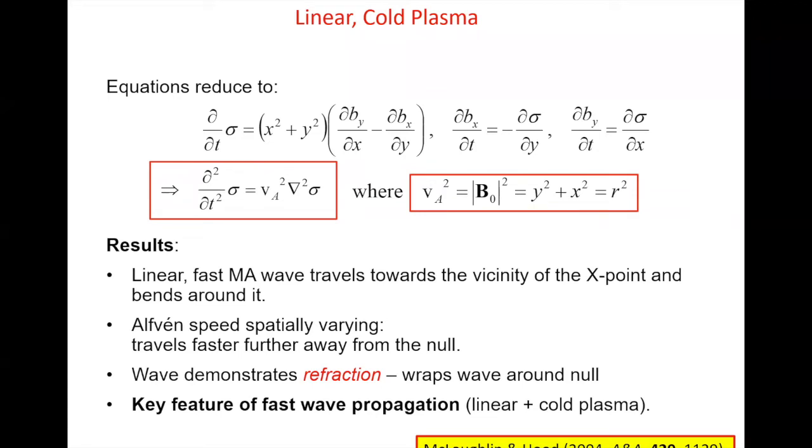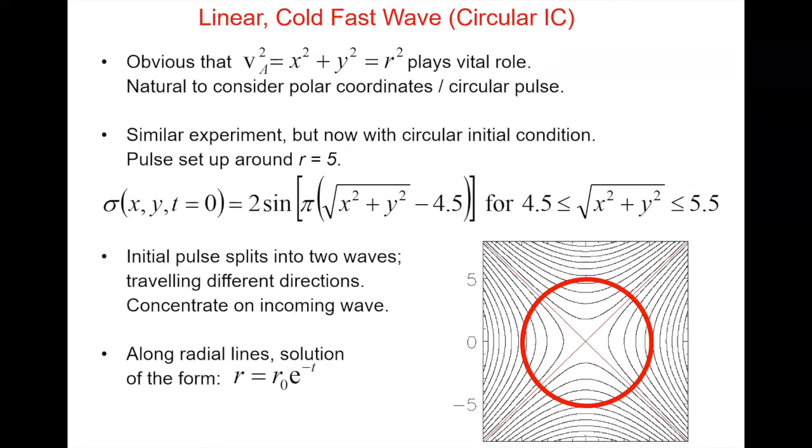And so the reference there is in the yellow box at the bottom. And this is a key feature of fast wave propagation in a linear and cold plasma. So we have this system where we're wrapping around a null point, and it's obvious then that that spatially varying speed plays a key role. So it's natural to consider the whole system in polar coordinates or with a circular pulse, a circular initial condition. So now let's set up a similar system, but with this red circle as our initial condition.